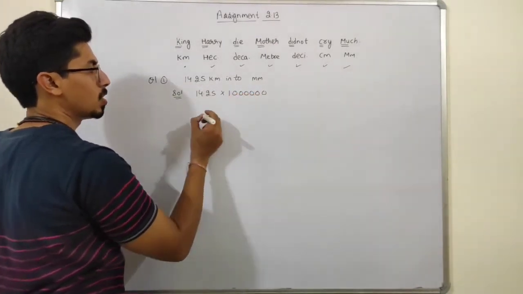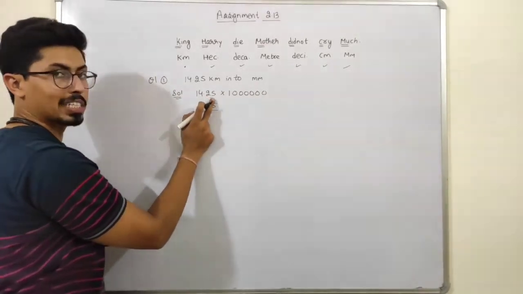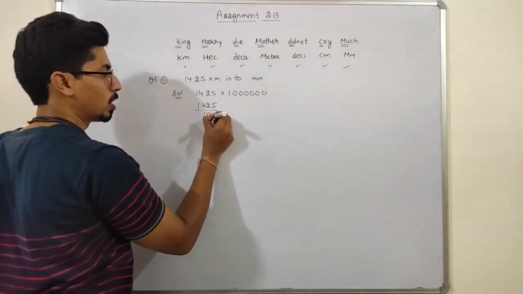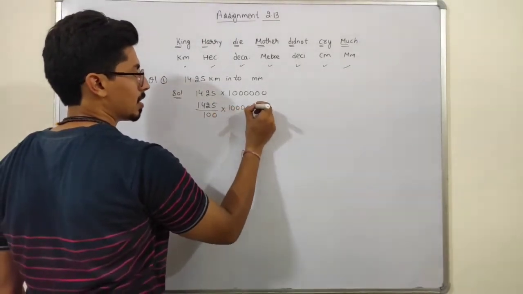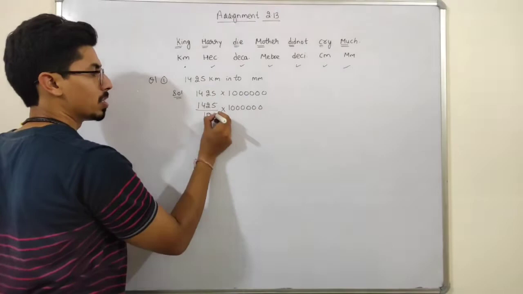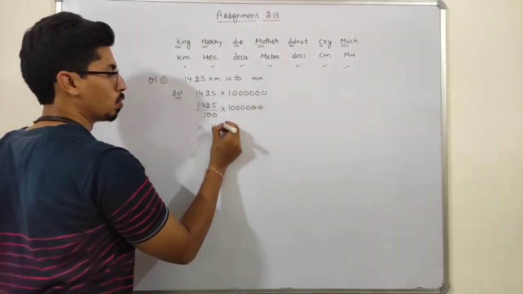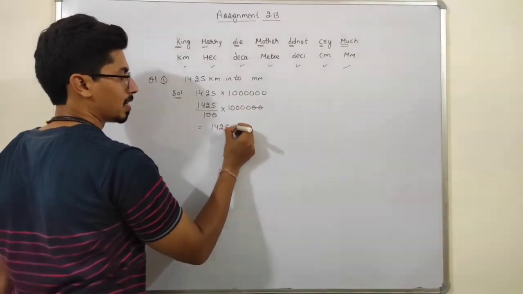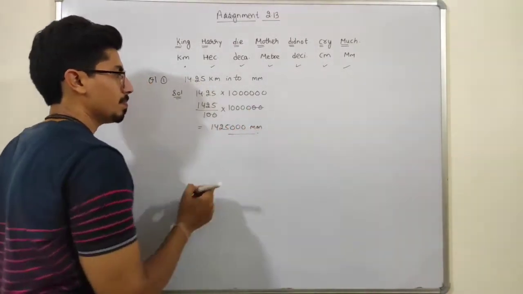So 3 and 3, 6 zeros. So it will be 1425 upon... See, after decimal there are 2 digits. So just write 2 zeros, and here I have to write 6 zeros. So just cancel them out. Okay. And it will be 1425 and the remaining 3 zeros. Now it is in millimeter.